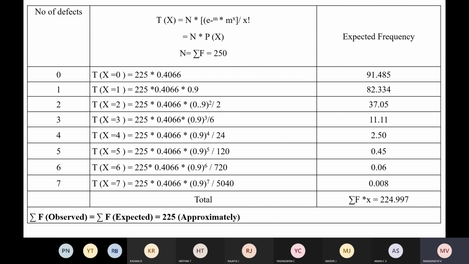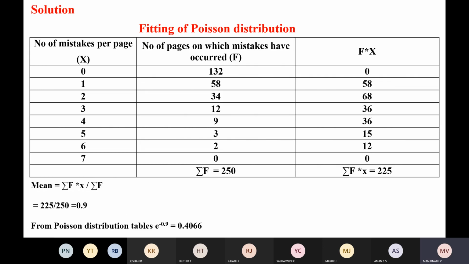Now you can just go on working on this. It is given e to the power of minus 0.9 is 0.4066. Constant value is mean is equal to 0.9.